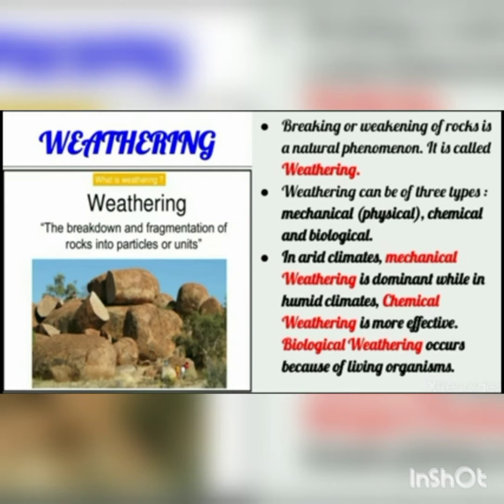So students, here we have studied what we mean by weathering, that is, breaking or weakening of rocks into small pieces, that is called weathering. And we have studied the three types of weathering, that is mechanical weathering, chemical weathering and biological weathering. So the detail we are going to study.